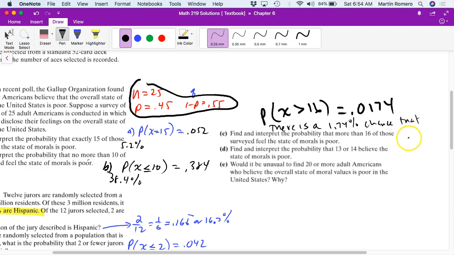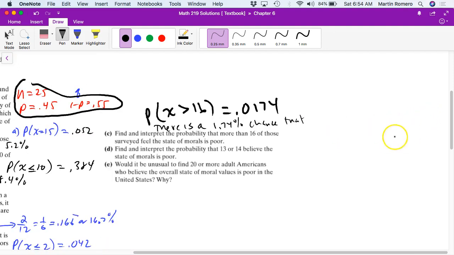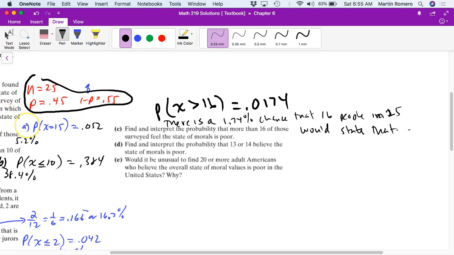that, I'm going to fit it here, geez, that 16 people in 25 would state that the morals are poor in the United States, basically. So make sure we're using that language. There's this 0.0174 probability that 16 people out of 25 would state that the morals are poor in the United States.